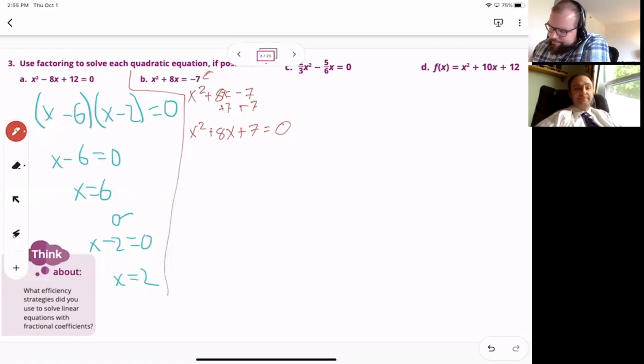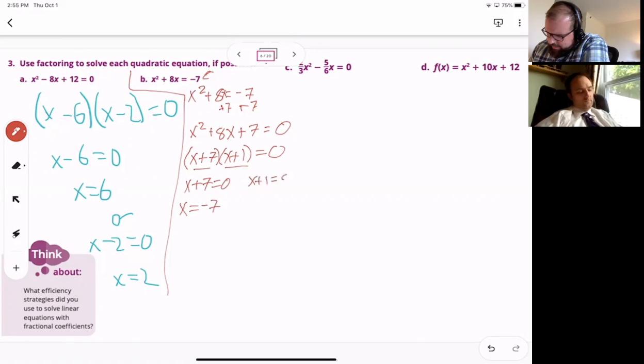It's true. And then factoring this, we'd end up with x plus 7 and x plus 1. And we know that these two things have to multiply together to get 0, so one of those has to be 0. Either x plus 7 is 0, so x equals negative 7, or x plus 1 equals 0, so x equals negative 1.